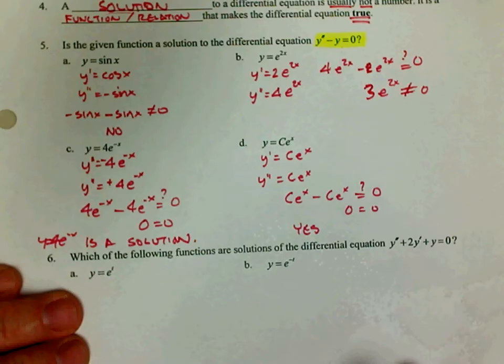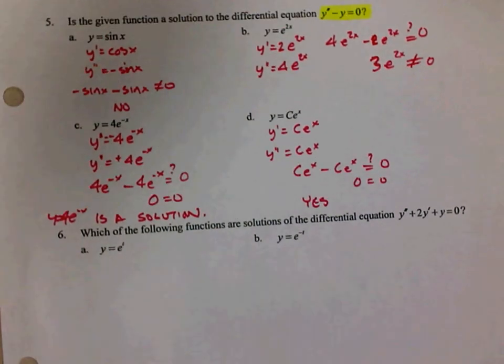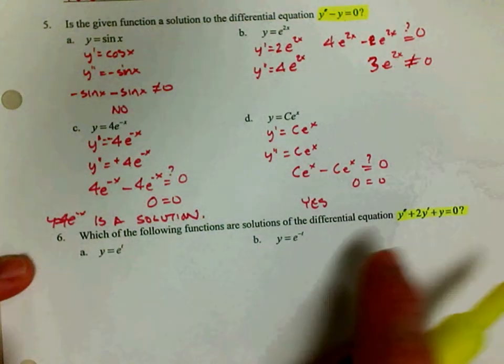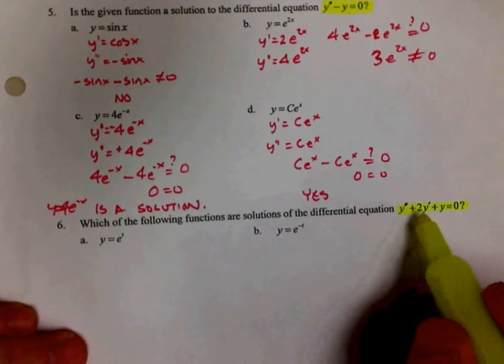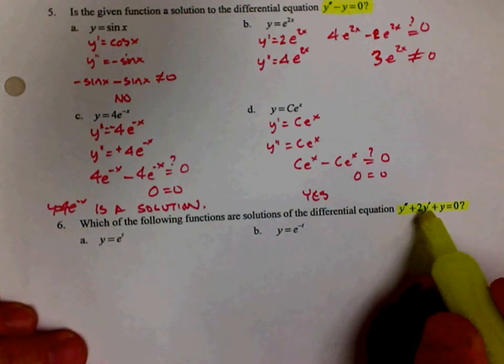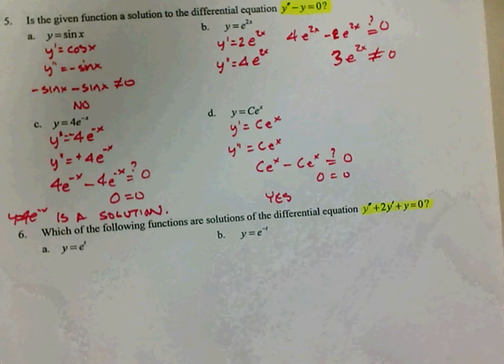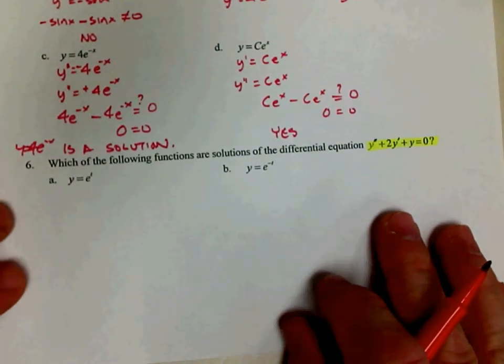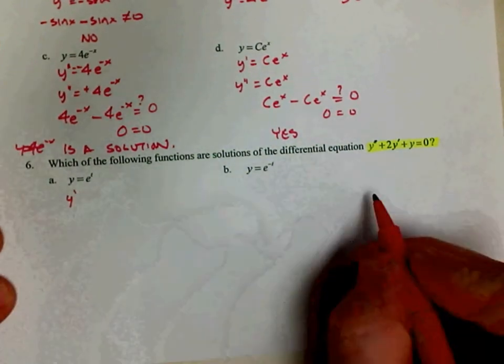Okay. We've got a new differential equation, and that's represented by this. And some more equations to check on it. Second derivative of y plus 2 times the first derivative of y plus y equals 0. So let's take a look at this guy here. Again, we'll need to find the second derivative. We also need the first derivative this time.